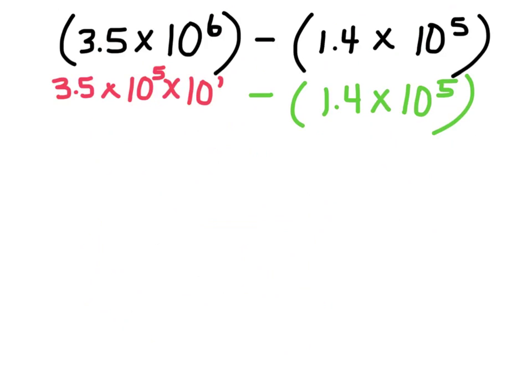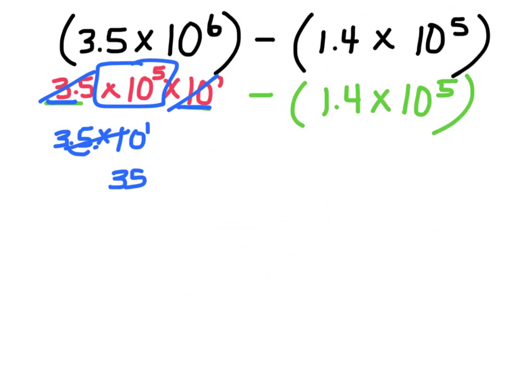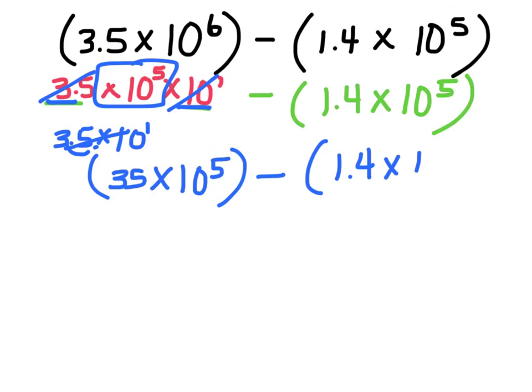So what I'm going to do is work out the 3.5 times 10 to the 1st. Now remember, it's multiplying, so it doesn't matter what order I do it. So I'm going to do 3.5 times 10 to the 1st. Now if I do that, watch what happens. If I move the decimal over, I get 35. So I took care of those two things. Now I still have times 10 to the 5th. Okay, minus, I still have over here 1.4 times 10 to the 5th.